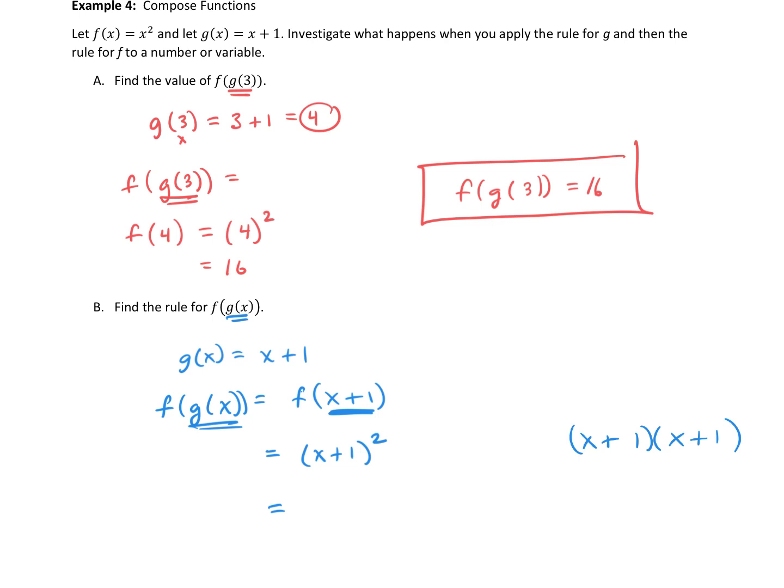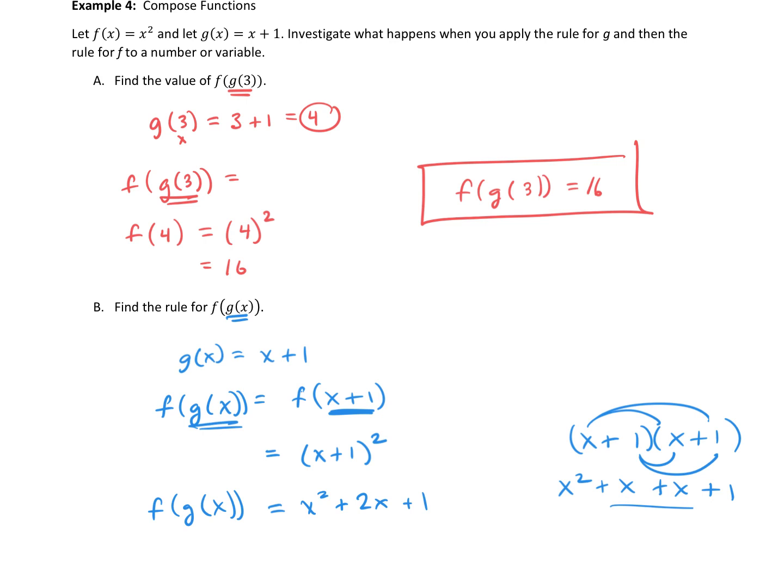So when we multiply this out, we get x squared plus x plus x plus 1. Simplify, combine your like terms, leaves us with x squared plus 2x plus 1. So f of g of x is equal to x squared plus 2x plus 1. That's our rule for f of g of x.